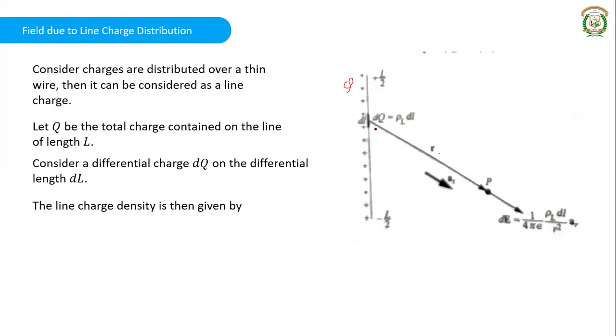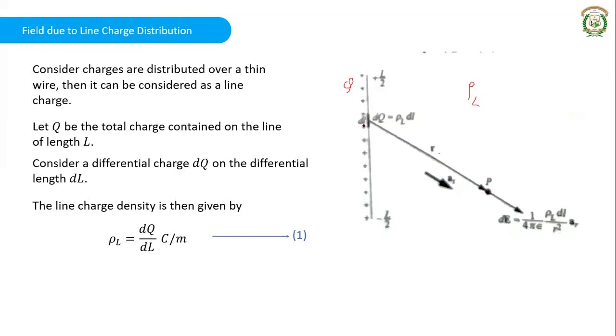The line charge density, you can call it rho L, that is charge divided by length, that is dq by dl. The unit for line charge density is coulombs per meter, because the unit for charge is coulombs and for length it is meter. So the unit for line charge density is coulombs per meter.